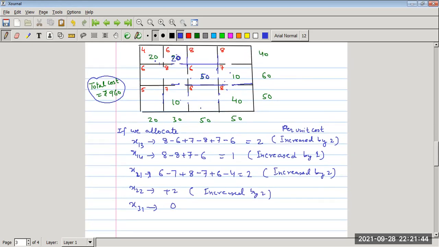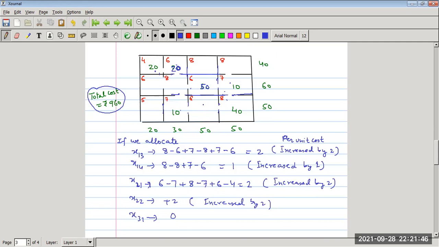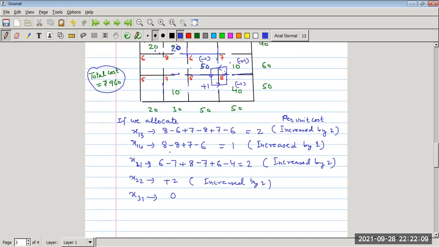Now we check this one. This is the last non-allocated part. So if we add one item there, then we move horizontally, vertically, horizontally, and then vertically. So this forms a loop. So if we add one item, we have to subtract one item here. We have to add one item here. We have to subtract one item here. So that it satisfies the supply and demand constraint.